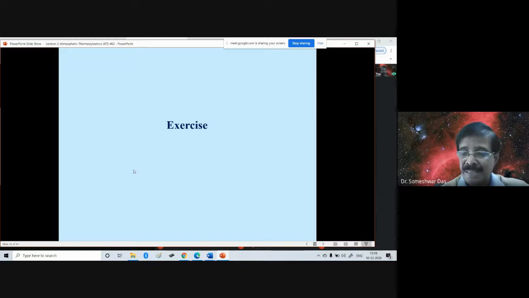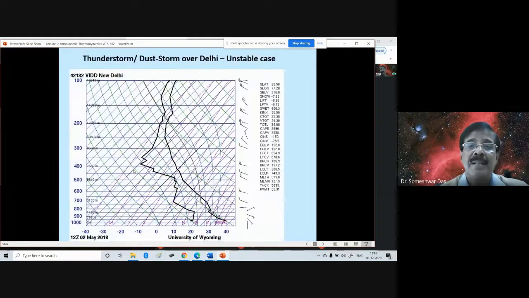But let's quickly see some more examples, real examples. So far we have just been discussing illustrations, cartoon diagrams. But now let's see some real examples. Say, for example, this is a real profile of the temperature and dew point temperature.